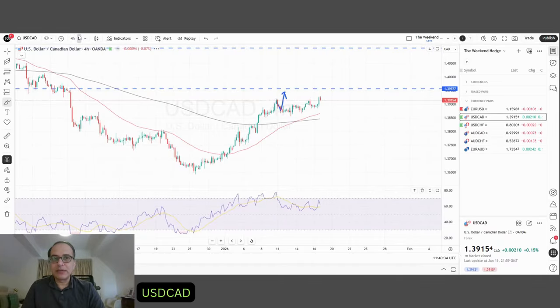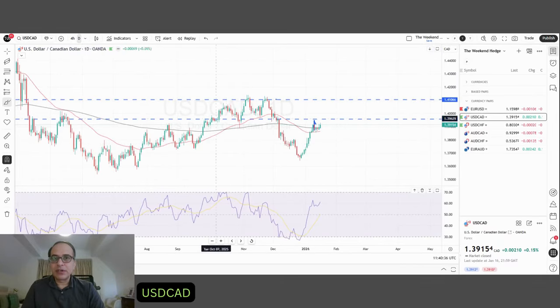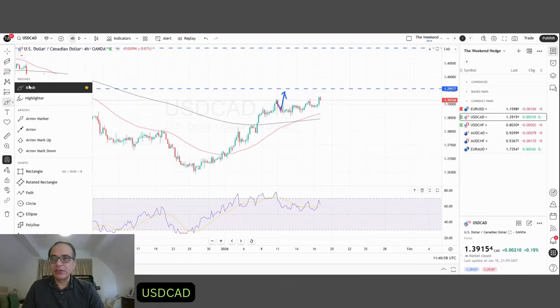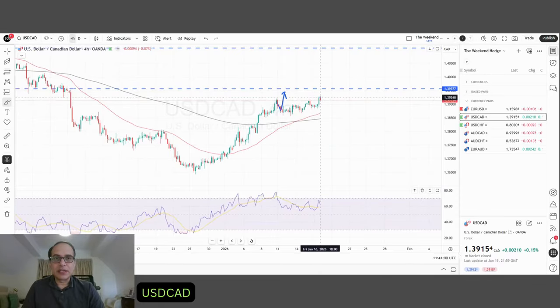moving to the daily time frame, I've drawn a couple of resistance levels there as the price has been trying to move up. The US dollar is strong, so I expect this to continue moving upwards. If I now move to the 4-hourly, for any pullback that I get, of course, I can draw a regression channel and see that as well.